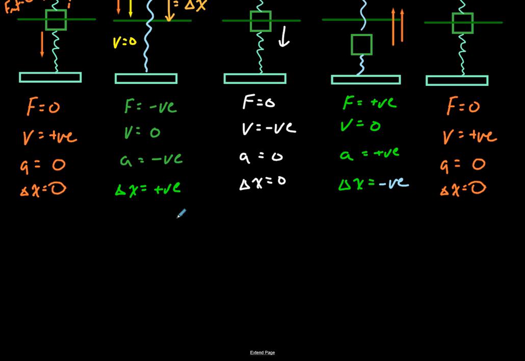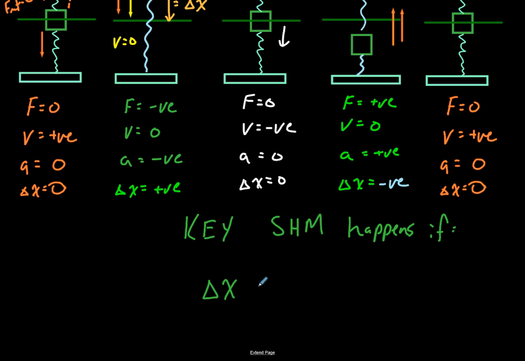So the key equation that sort of describes all this stuff is this. SHM happens if delta x is inversely proportional to the force. Yeah, my bad. Not inverse. Proportional to the negative value of the force.